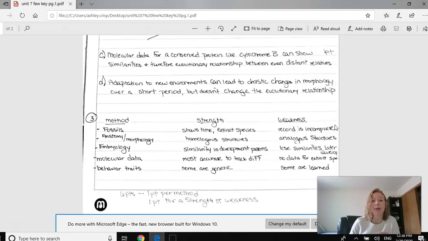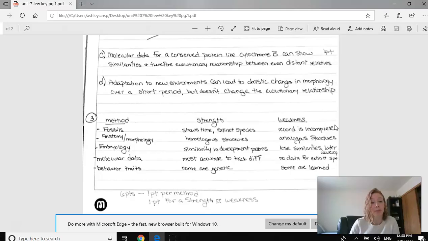Second thing you could talk about is anatomy or morphology. So this is that idea, again, of homologous structures as a strength. Problem is analogous structures. Those are the ones that result from convergent evolution. So those are the ones that end up looking similar, not because of a common ancestor, but because of similar environmental pressures.